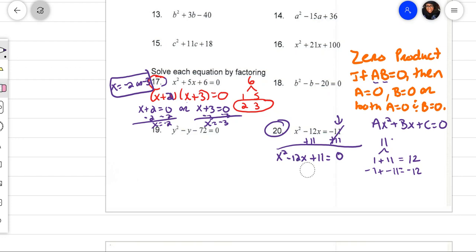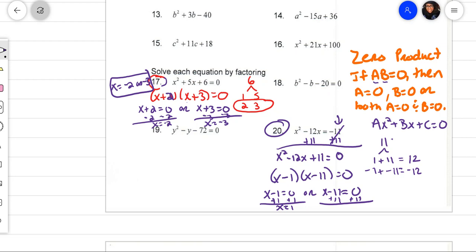So then at this point, we have our two binomials. It's going to be x minus 1, x minus 11 equals 0. And now we solve it. It's going to be x minus 1 equals 0 or x minus 11 equals 0. Plus 1, we get x equals 1. We get x equals 11. These are our two answers, x equals 1 or 11. So that's the extension with the zero product property.